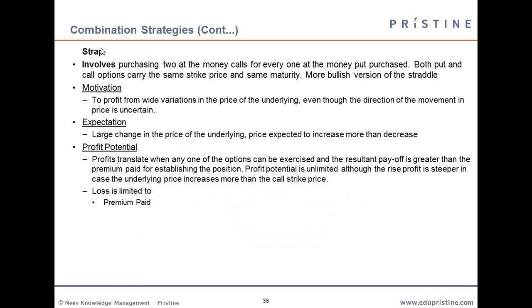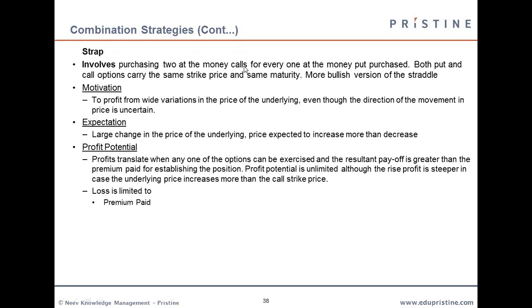Finally, we move on to strap and strip. Strap and strip are slightly more complex when compared to strangle. Here, instead of buying one call and one put, we buy multiple calls in case of strap and multiple puts in case of strip. Basically what this means is, again we are expecting a large change in price, but in case of strap the price is expected to increase more rather than decrease. So there is more probability for the price to increase significantly.